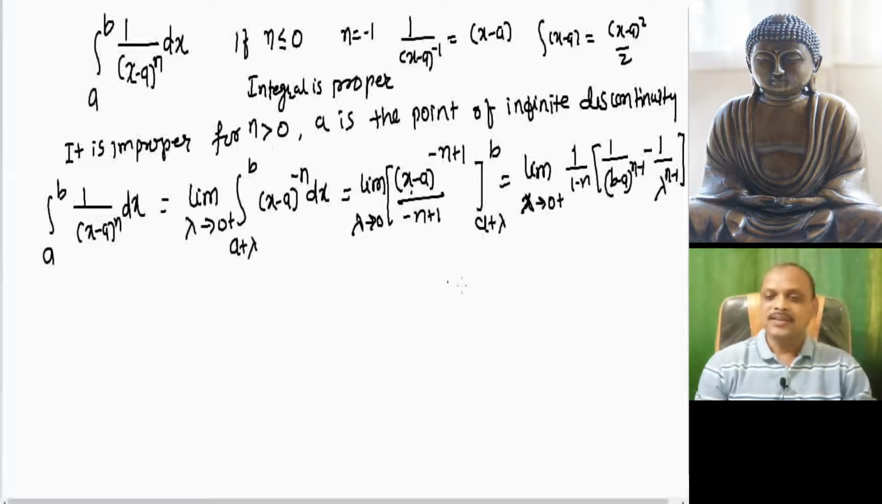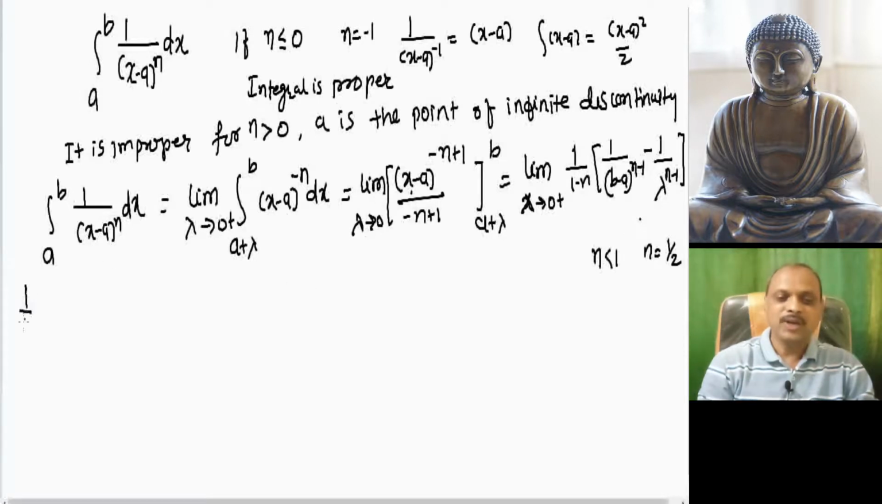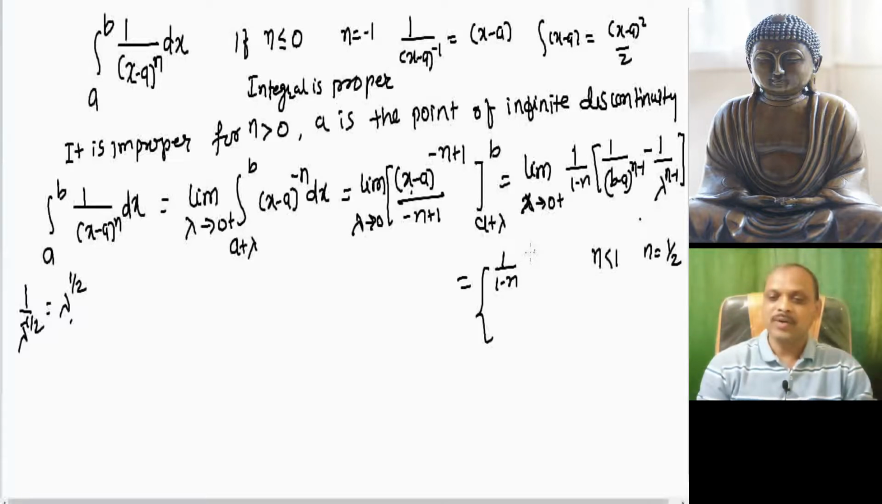Now if n is less than 1, suppose n is equal to 1 by 2, positive, then we have 1 by 2 minus 1, that is minus 1 by 2, and this becomes 1 divided by lambda raised to minus 1 by 2. This will be lambda raised to 1 by 2, and as lambda tends to 0, this becomes 0, and we then have this value equal to 1 divided by 1 minus n into 1 divided by (b minus a) raised to n minus 1.